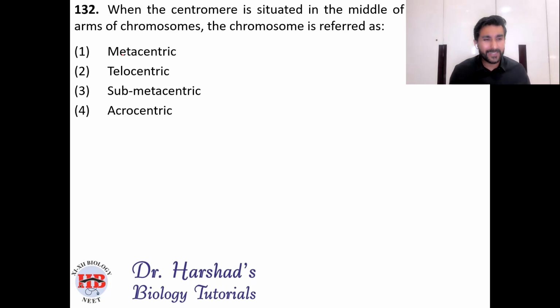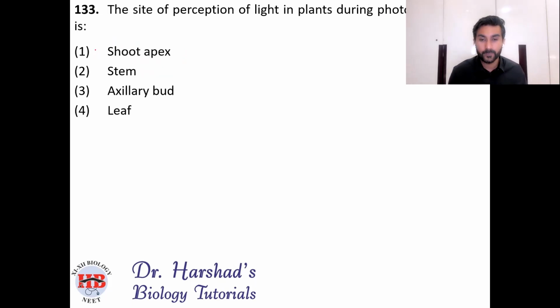When the centromere is situated in the middle with two equal arms, it is metacentric. Again, a straightforward question: a chromosome which is V-shaped with two equal arms is called a metacentric chromosome.